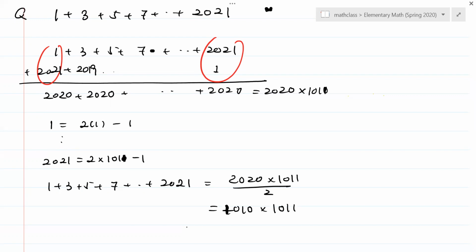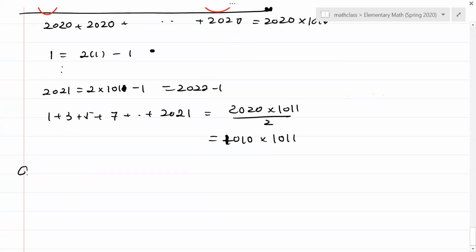2021 is going to be 2020 minus 1. Okay, 2022 minus 1. Yes. Yeah, you have to figure out how many terms there.